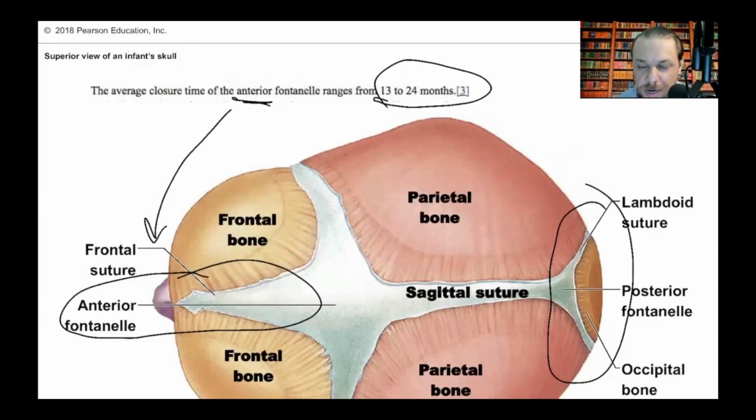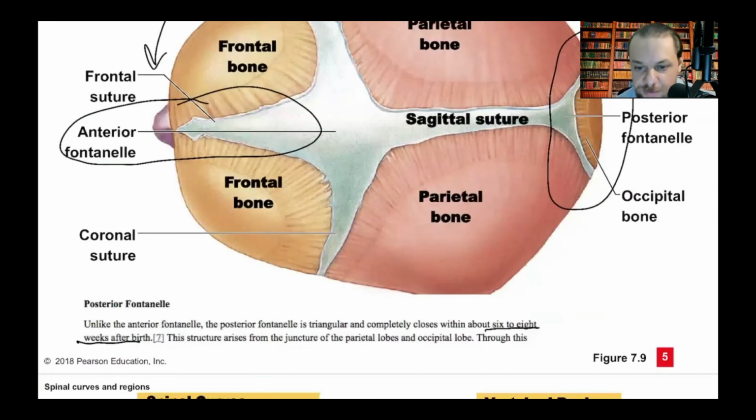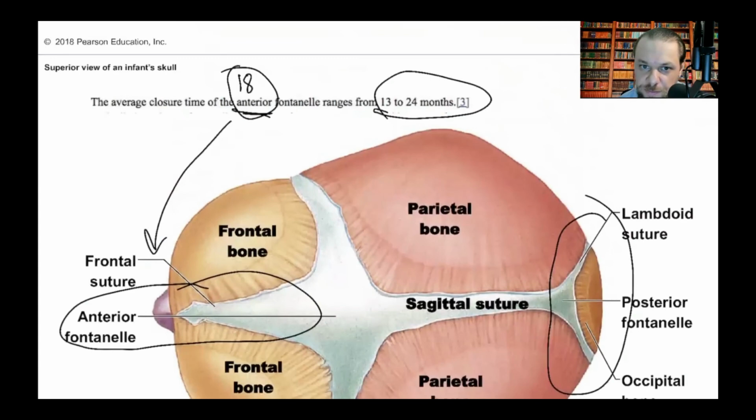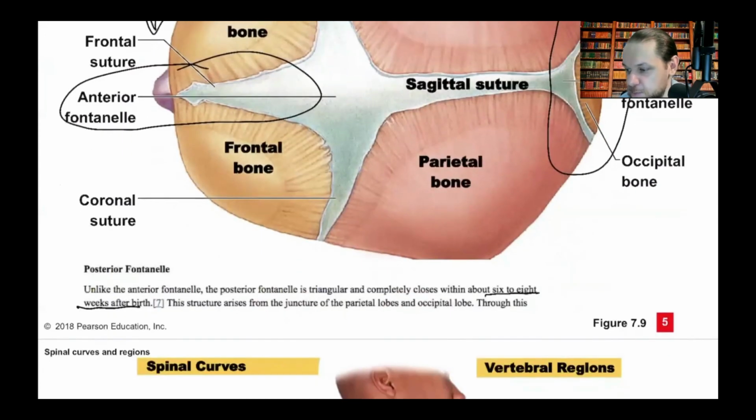I usually like to remember anterior, it kind of sounds like 18. So the rough number is 18, and the posterior fontanelle, they say, closes about 6 to 8 weeks of birth. So why is this important? When we gather history, and mom brings you a baby and says, my baby is 20 months old, at this point I still may have the anterior fontanelle that has not fused, but the posterior should have already fused, 6 to 8 weeks after birth. So just something to keep in mind.